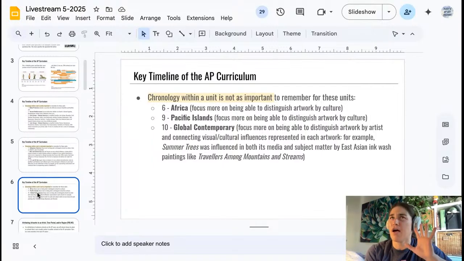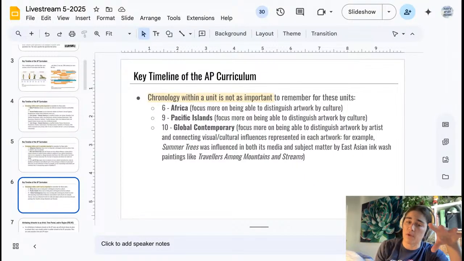In terms of units where chronology is not necessarily going to be as important, I would say that our Africa, Pacific Islands, and global contemporary curricula are going to be fitting into this category. So with Africa and the Pacific Islands, I would focus on being able to distinguish these artworks by culture. We're going to be focusing a little bit more on that when we look at some examples of attribution essays.